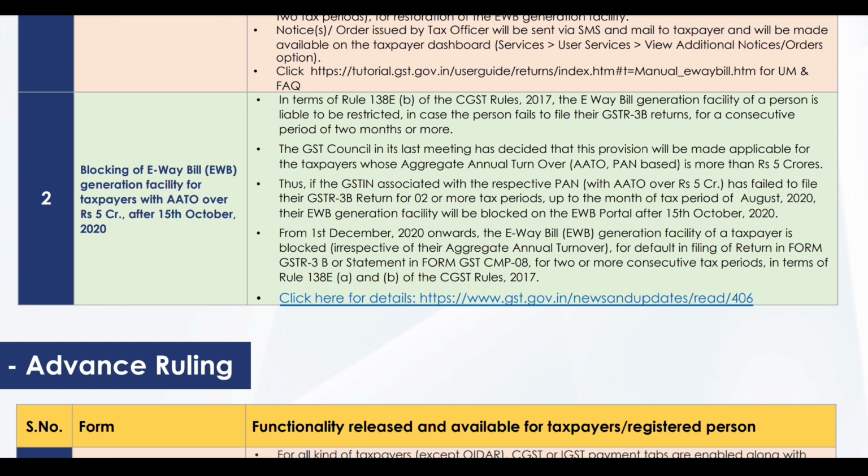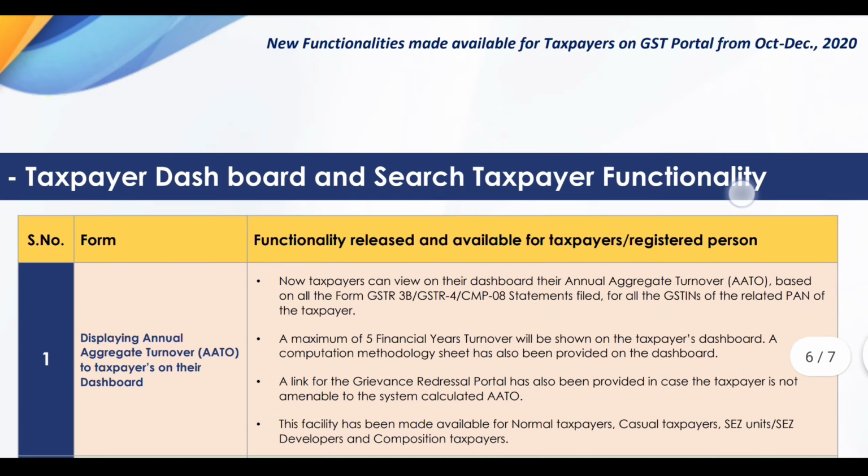And number 2, blocking of e-way bill generation facility for the taxpayers. Previously the limit was 5 crores, but after 1st December 2020 it applies to all the taxpayers without any aggregate limit who are not filing GSTR 3B or CMP 08 for 2 consecutive periods. Then the taxpayers will be blocked from generating e-way bills.